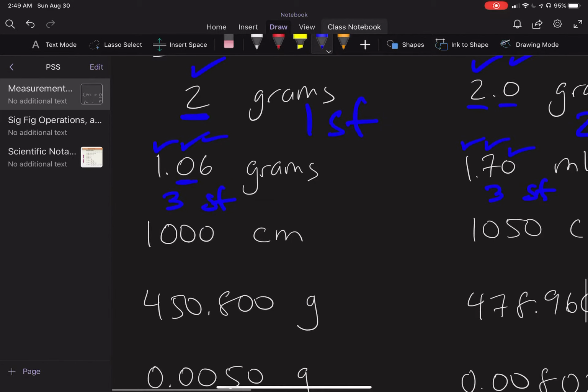Next example, 1,000 centimeters. So the 1 counts, but these 3 zeros here do not count. Again, those are placeholder zeros. They're just telling us that we have 1,000 centimeters and not 1,000,000 or only 10. So this only has 1 sig fig.